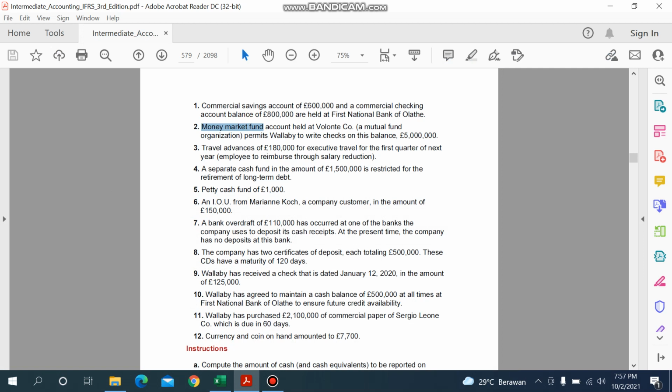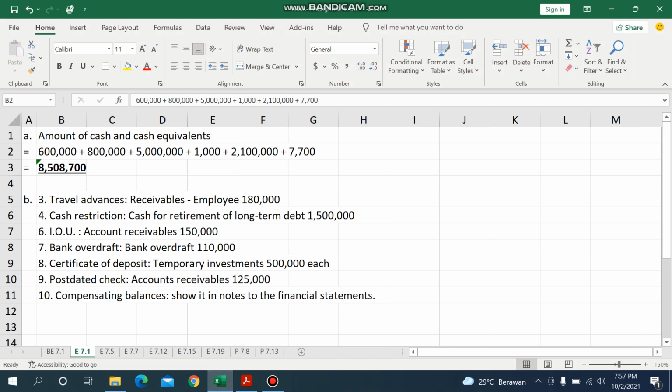And then number 3, travel advances of 180,000 for executive travel for the first quarter of next year. Employee to reimburse through salary reduction. So travel advances are one of the non-trade receivables. So it's not under cash or cash equivalents. It will be reported under receivables, employee.